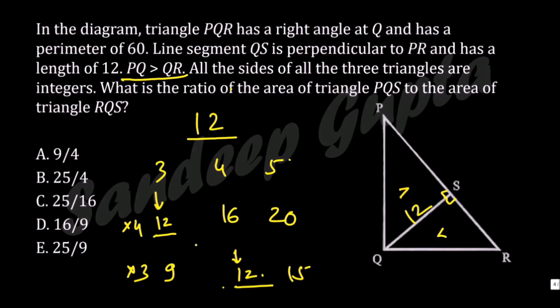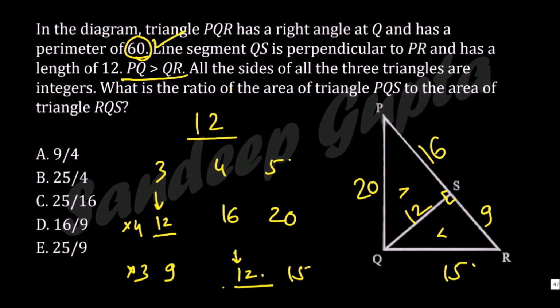So let's try to put the numbers 12, 16, 20. This is 12, this will be 16. The perpendicular sides are smaller. The largest side is the hypotenuse. This is 20. And in the same way, this will become 9 and this will become 15. Right now, we are not sure that these are the right combinations, but let's double check. So the perimeter is given as 60. Let's see, 16 plus 9, 25, plus 15, 40, plus 20, 60.